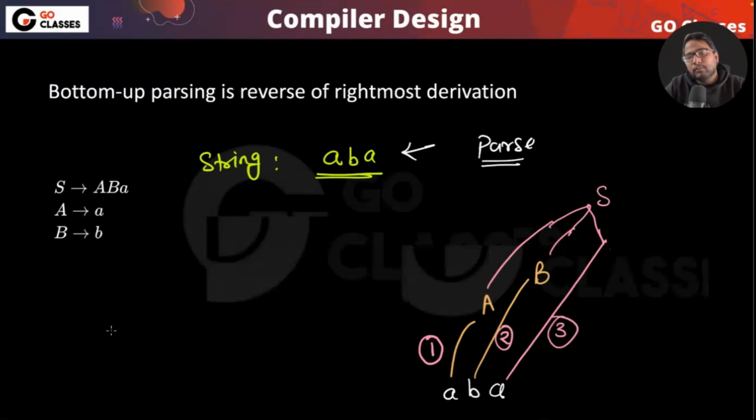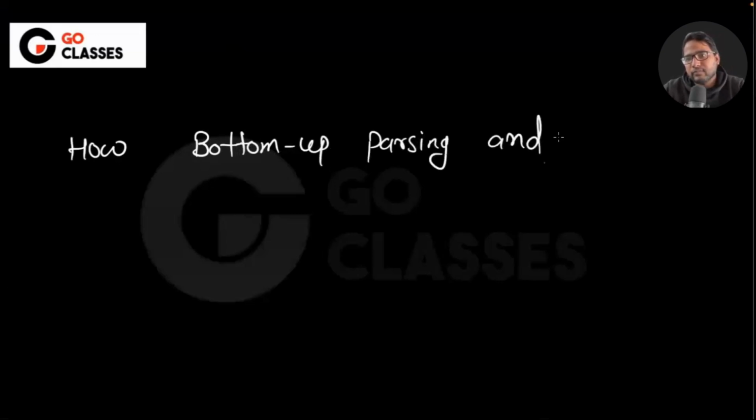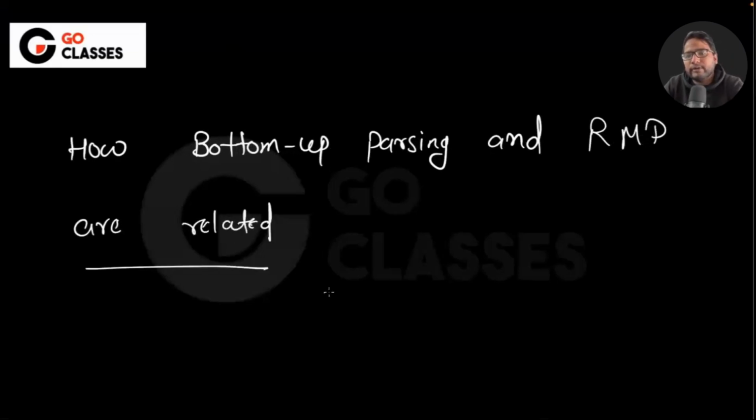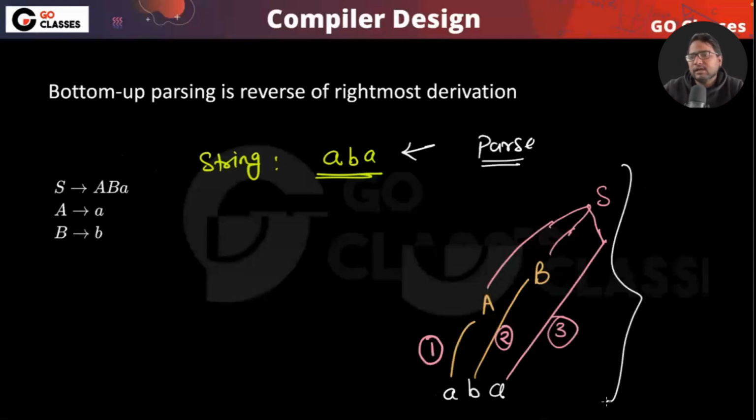Let's first see how bottom-up parsing and RMD, rightmost derivation, are related. See what we are doing. We are in bottom-up parsing. Let's say that we don't even know anything about the RMD. But at least in bottom-up parsing, do you agree that you will first read small a, you will go to capital A, you will then read B, you will go to capital B, and then you will read a, then you will say, oh, this complete thing is going to capital S, right?